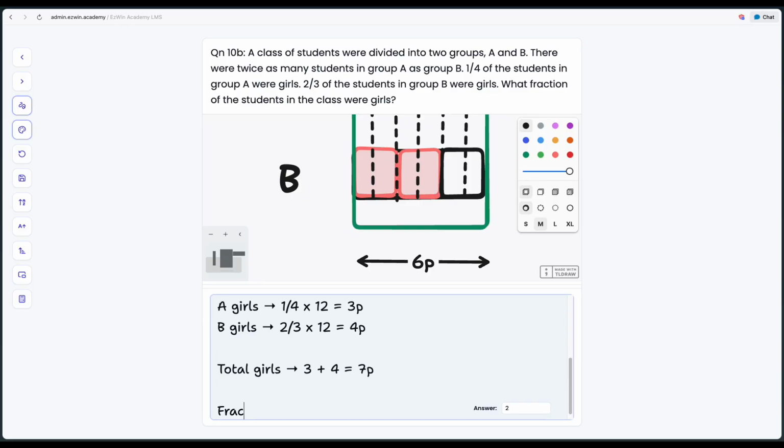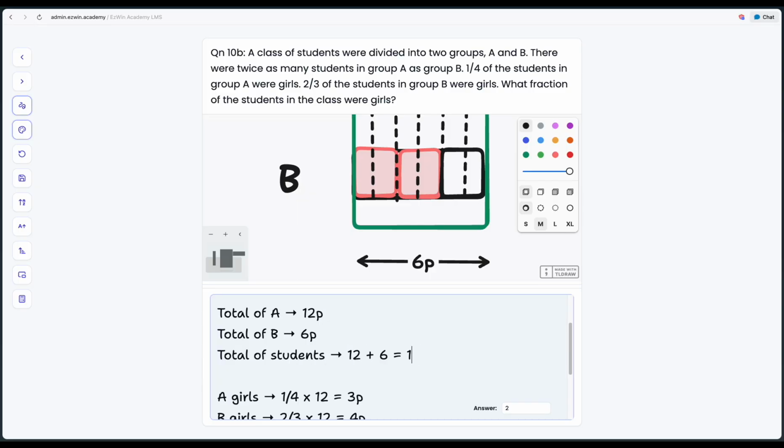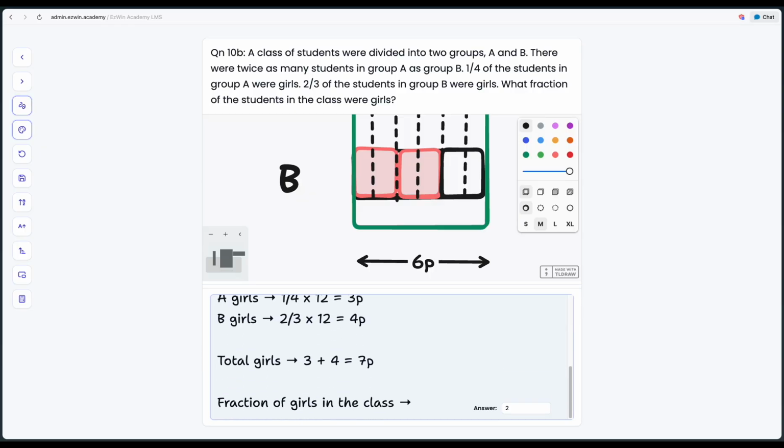So fraction of girls in the class is equal to, so we have the total, so we also write total of students is actually 12 plus 6. This gives us 18 parts. So that means fraction of girls is 7 out of 18 parts, right? And that's the answer. Right, let's move on to the next question.